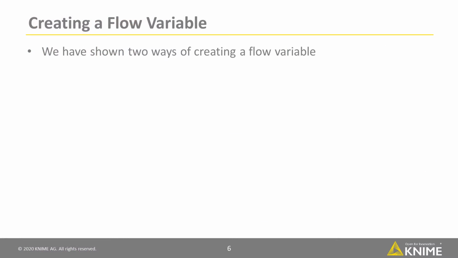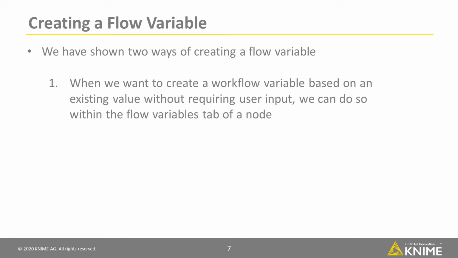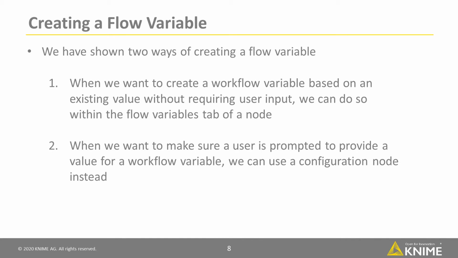We've shown two ways of creating a flow variable here. When we want to create a workflow variable based on an existing value without requiring user input, we can do so within the Flow Variables tab of a node, as we showed previously. When we want to make sure a user is prompted to provide a value for a workflow variable, we can use a configuration node instead.